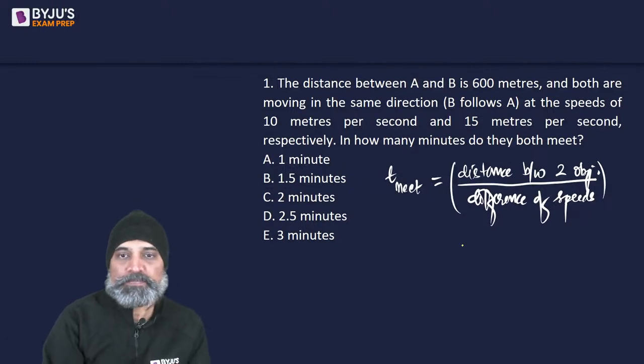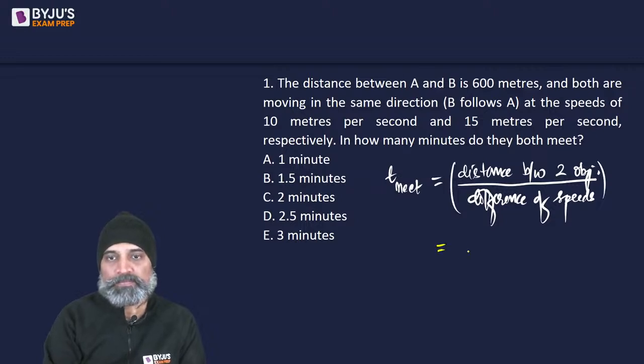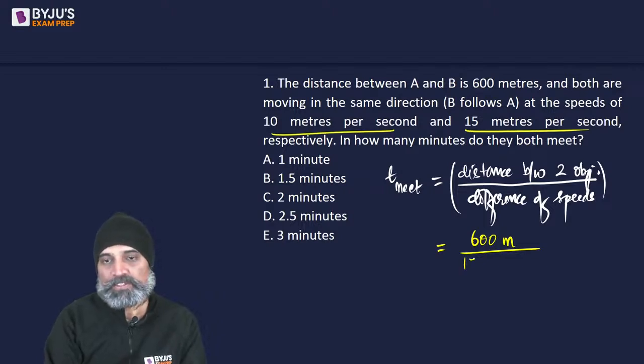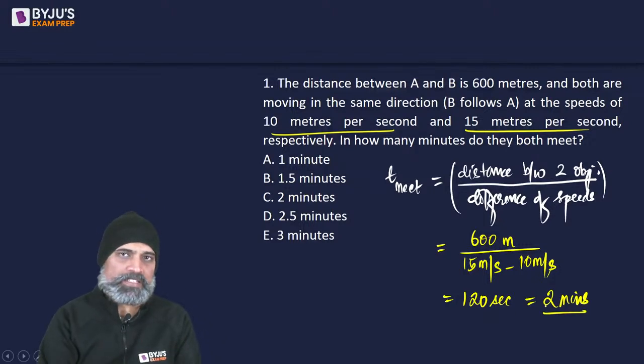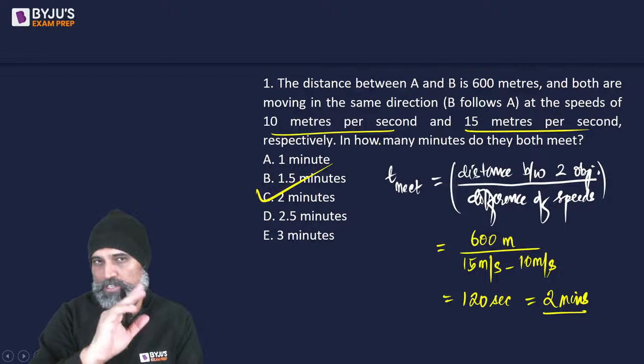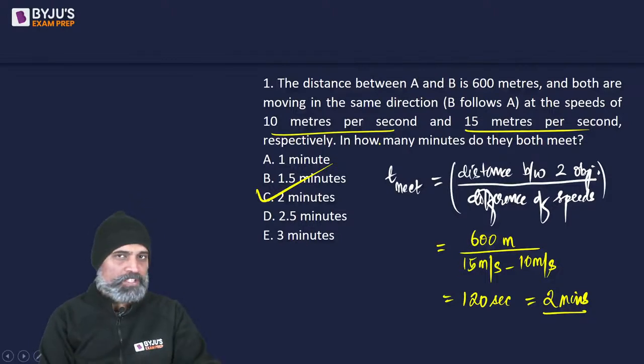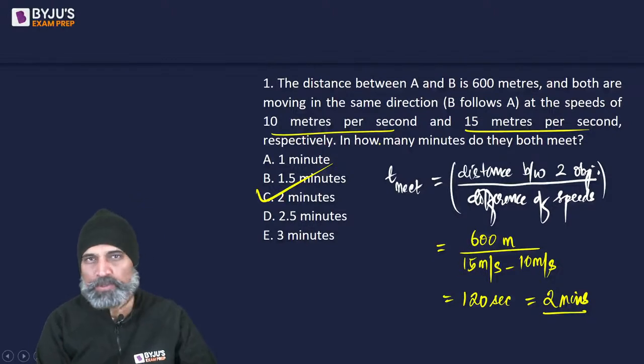So if you look at this particular problem, the distance between them is given to us as 600 meters, and the speeds are given as 10 and 15. So it's going to be 15 meters per second minus 10 meters per second. This will give us 600 by 5, which is 120 seconds. And 120 seconds is nothing but 2 minutes, right? Because 60 seconds is 1 minute. So C should be the answer, right? Very straightforward, standard basic question.